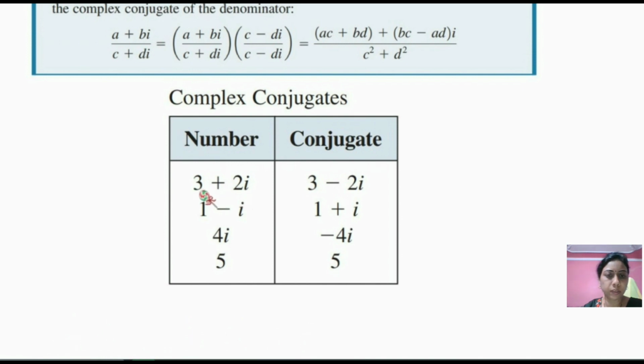Okay. Complex conjugates we take like this. For example, this complex number 3 plus 2i, its conjugate is 3 minus 2i. If 1 minus i, we take 1 plus i. If 4i, we take minus 4i. And 5, we can just write 5, because only the imaginary part's sign changes. Here the imaginary part is 2i, here minus 2i, change the sign. This is positive, so now this is negative.